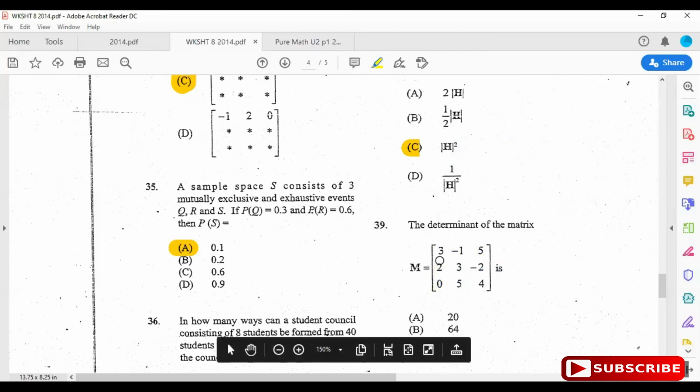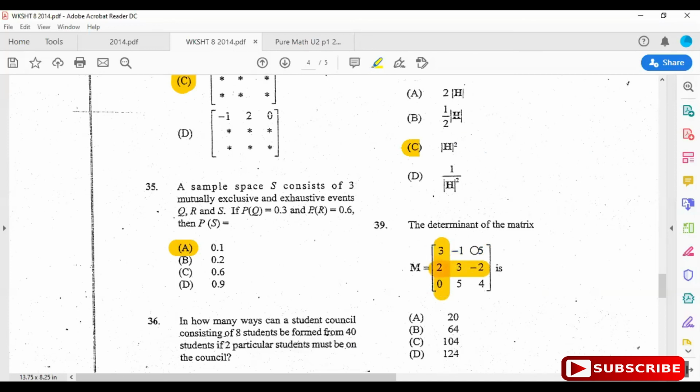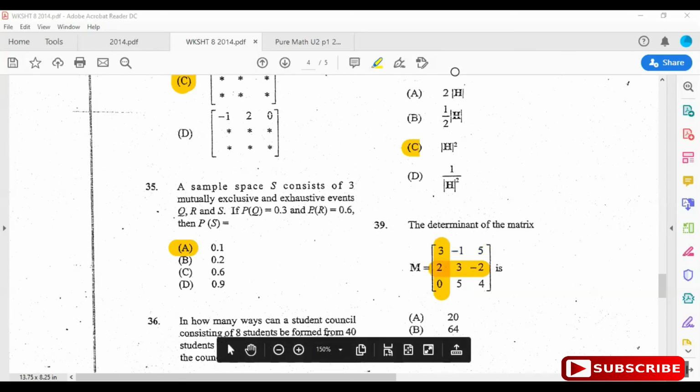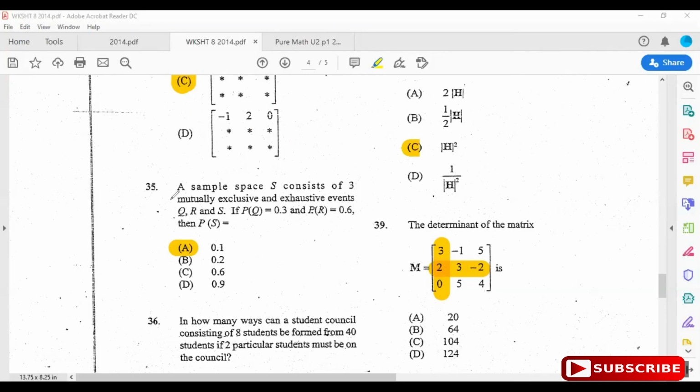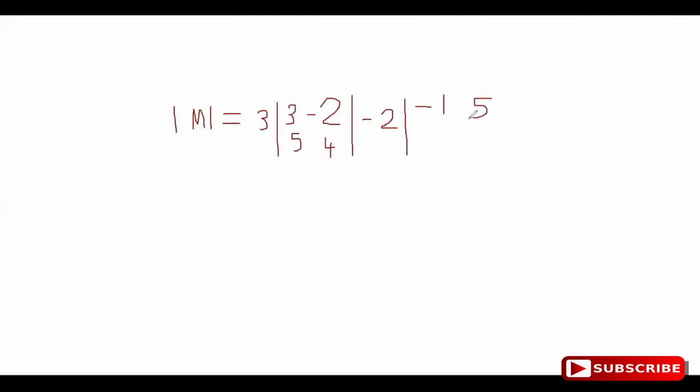I'm going to be using the first column. And so then secondly, it's going to be plus 2 times minus 1, 5, 5, 4. So it is minus 2 times the determinant of minus 1, 5, 5, 4. And then we're adding 0. Then plus 0. So that would be the determinant of M, which is just 12 minus minus 10. That's positive 10. So that's 22.